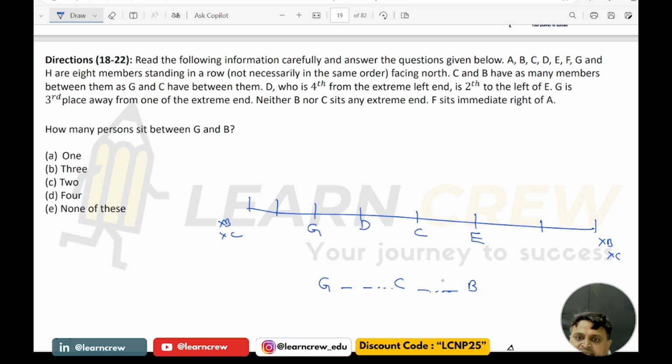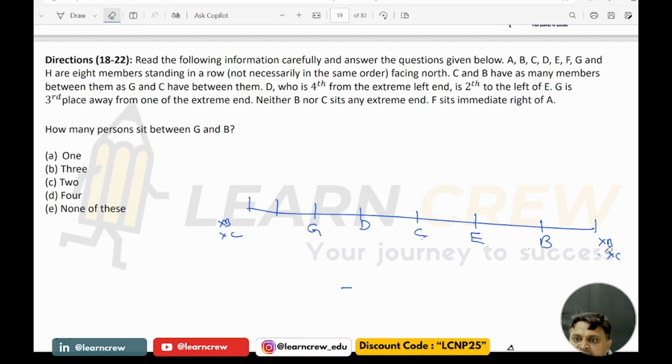Between C and B also, those many people are there. Okay. So C and B, this is the possibility, because B and C cannot be occupying here. Between G and C, how many are there? Between G and C, one is there. So only one person is there between G and C. Between C and B also only one.